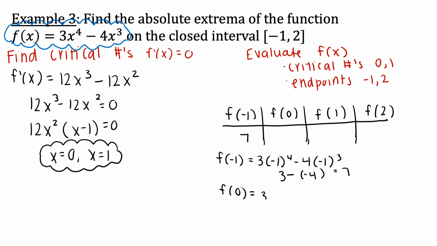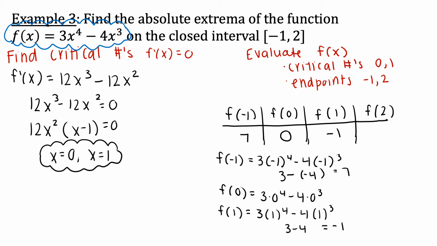f of 0 would be 3 times 0 to the fourth minus 4 times 0 cubed. 0 to any power is just 0, which means that we just get out 0. f of 1 would be 3 times 1 to the fourth minus 4 times 1 cubed, which gives us 3 minus 4, which is -1.